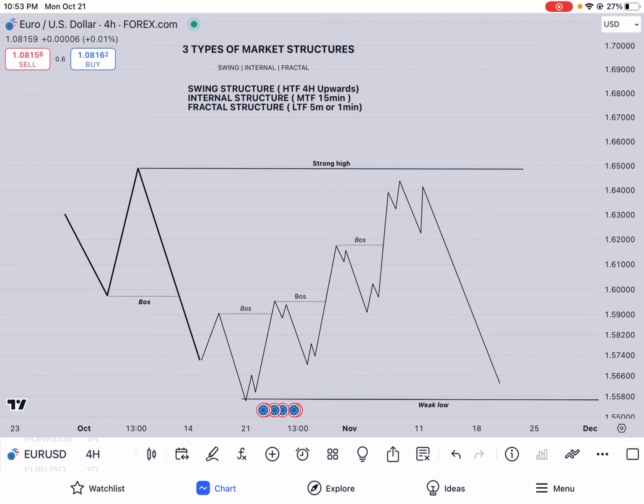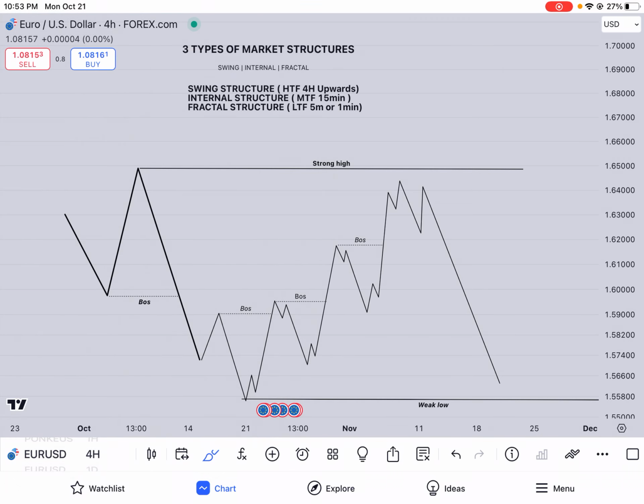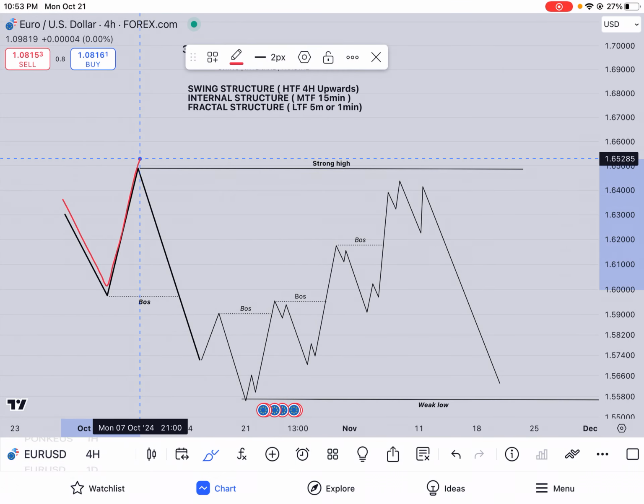Then you have to look at the smaller picture, because every big step you want to take will actually start from a small step. Every big journey you want to take, you have to start from a small step. So as you are looking from a bigger picture, you must also try to look from the smaller picture. So in a scenario where we are having, this is the swing structure.